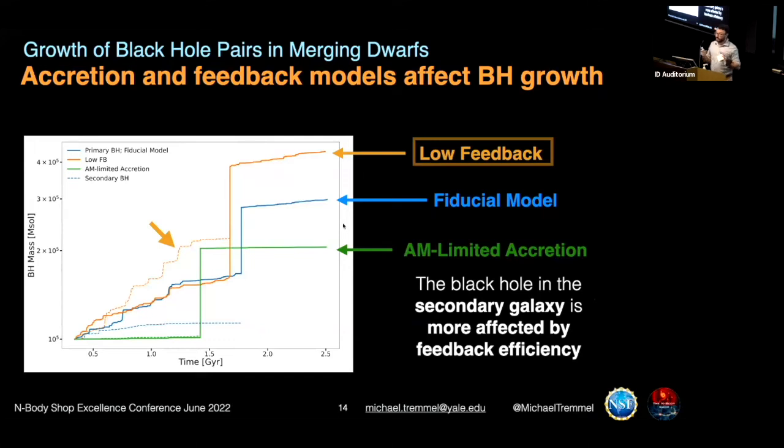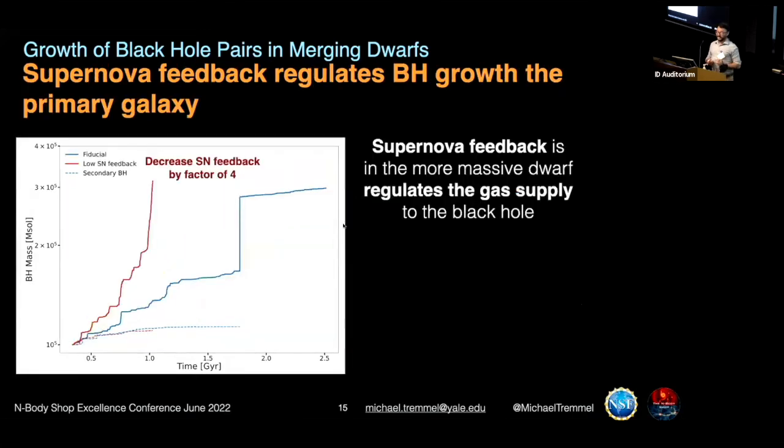So that means that in the primary galaxy, growth is limited not by black hole feedback, but actually by supernova feedback. So if we run that same simulation again, but dial down the supernova feedback, we get runaway black hole growth. So the supernovae are limiting the gas available for the black hole. It's not the black hole feedback in the primary galaxy. In the smaller galaxy, there are not enough stars for that to happen, and the black hole really has to regulate itself.